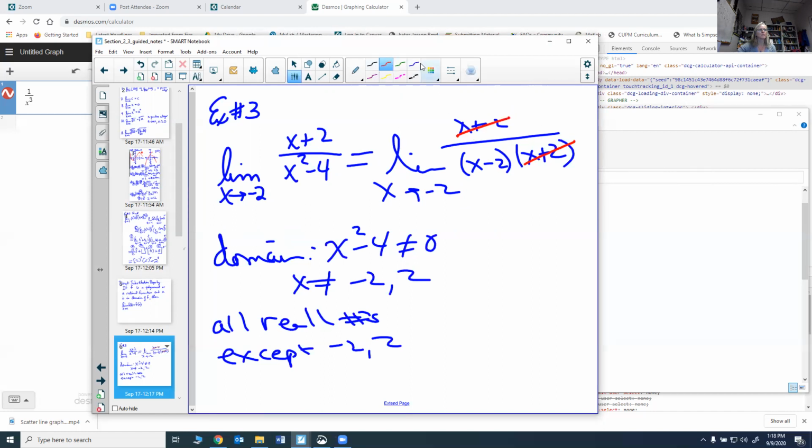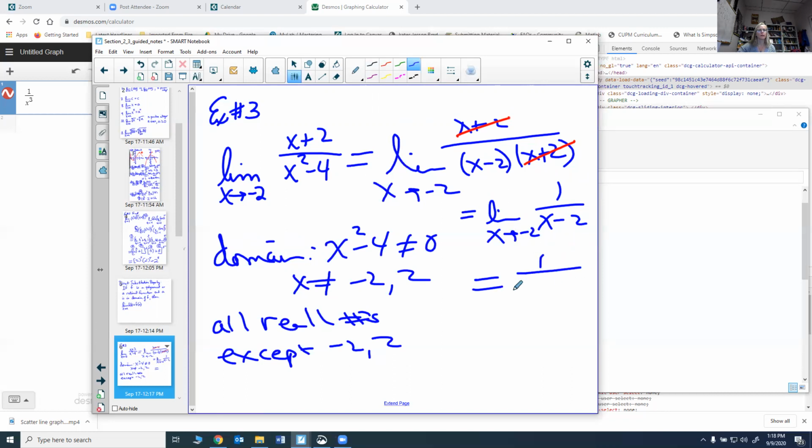They can cancel. So when I do that, I get the limit as x goes to -2 of 1 over x minus 2. Well, now the domain of this new function is all real numbers except 2. So -2 is in that domain. So I now can just substitute in. Now I can use the direct substitution property because I was able to simplify my function into one that would allow me to plug that -2 in.